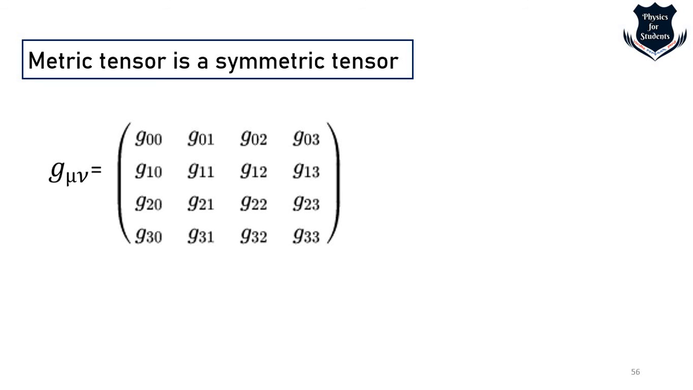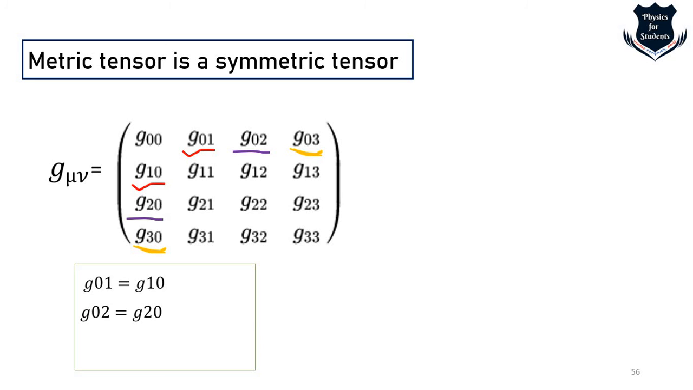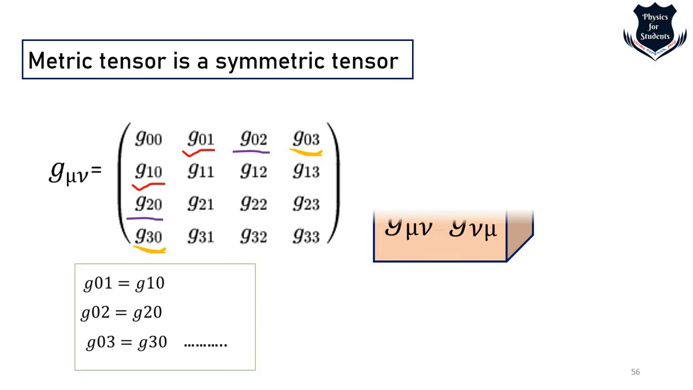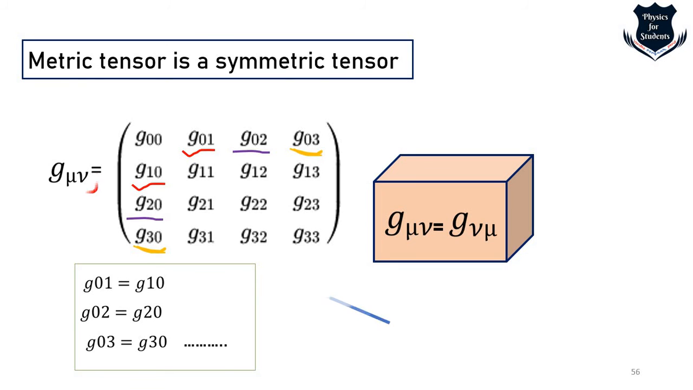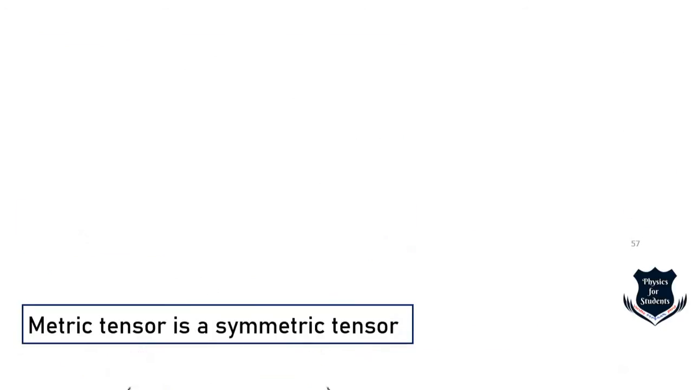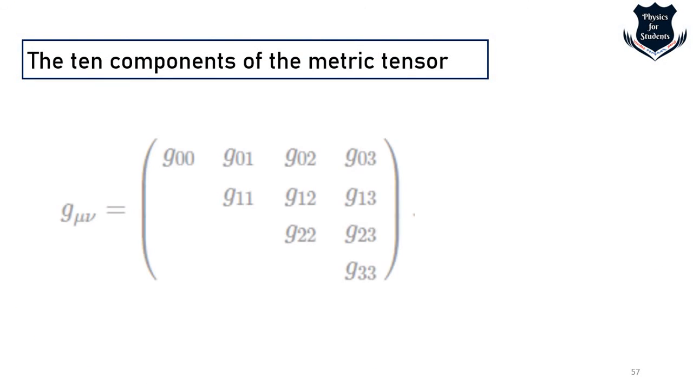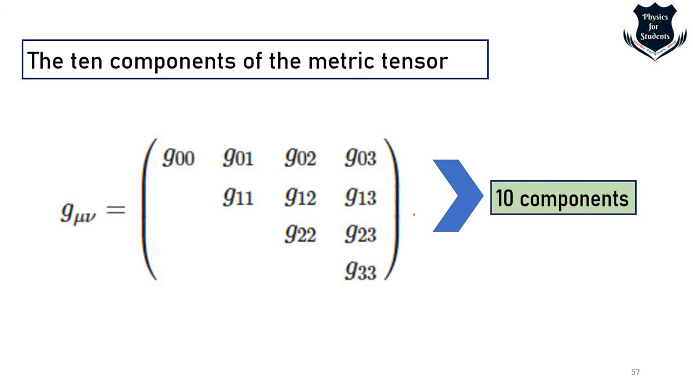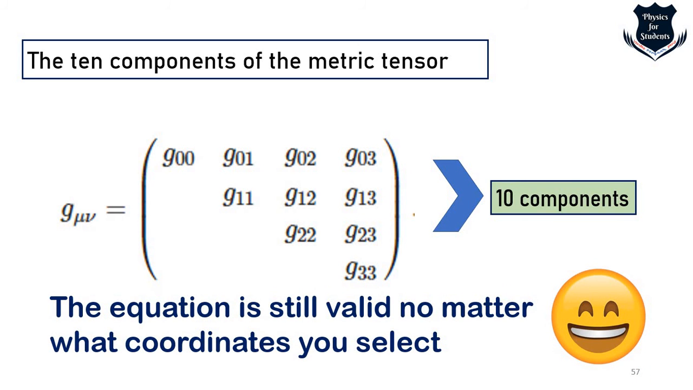The metric tensor is symmetric in nature. Why? Because this one gets cancelled out, this one is similar to this one, and this goes on, and we get G mu nu equals G nu mu, and that is why we call it a symmetric tensor, right? So mu nu relates to the 4 dimensions of space and time. We reduce the 16 components to 10, and these are the 10 components, right? So this equation is still valid no matter what coordinate system we select.